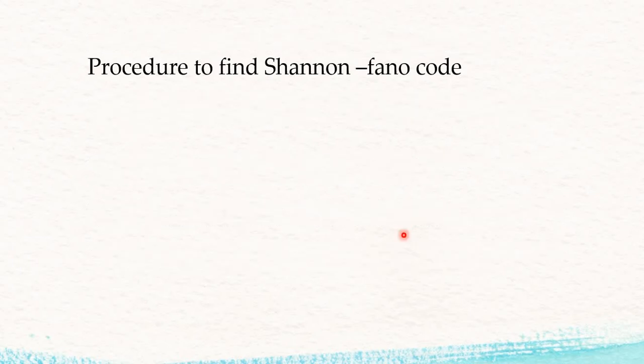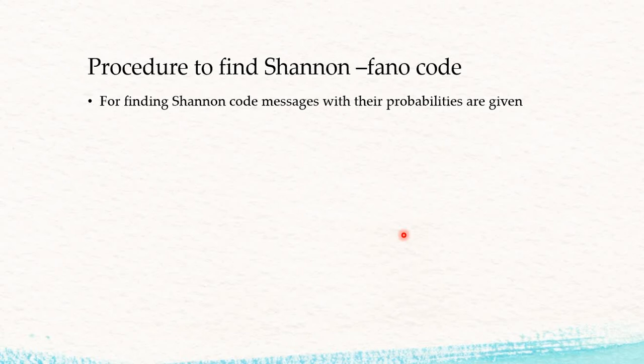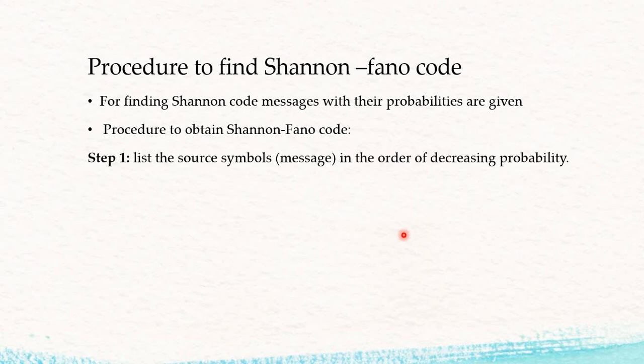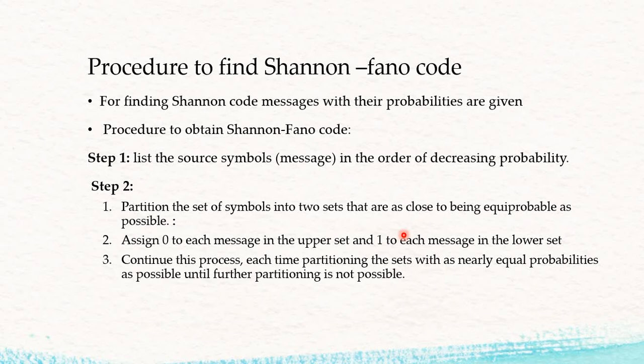Procedure to find the Shannon-Fano code. For finding the Shannon-Fano code, messages with their probabilities are given. The first step is to list the source symbols or messages in order of decreasing probability. Once you have arranged them in decreasing probability, we go to the second step: partition the set of symbols into two sets that are as close to being equal as possible. Then assign 0 to each message in the upper set and 1 to each message in the lower set.